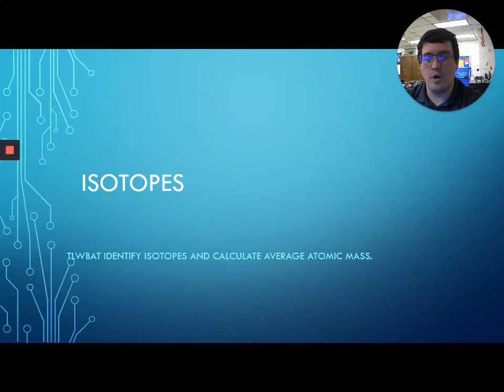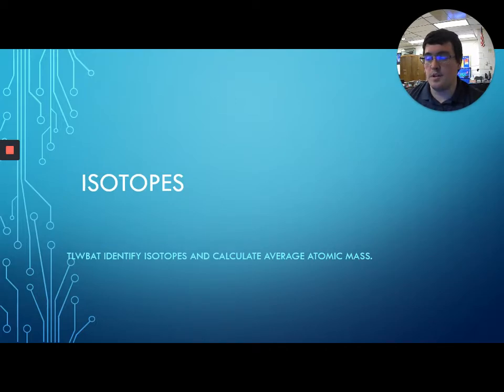All right, so for the first part of today, we're going to talk about isotopes. In this lecture, we're going to identify isotopes, define them, and name them. In the second part of this lecture, lecture part 2, we're going to talk about how to calculate average atomic mass. So what is an isotope?